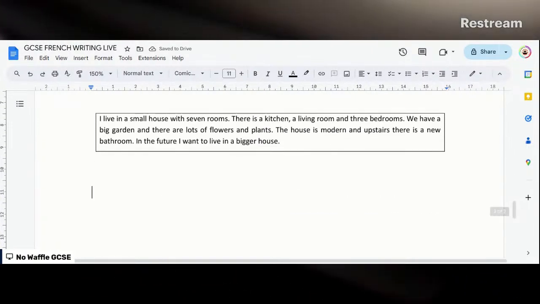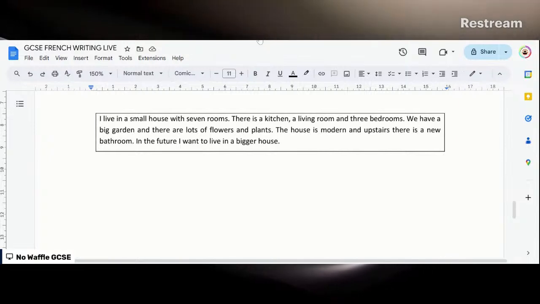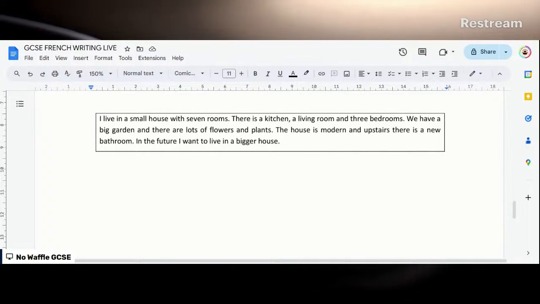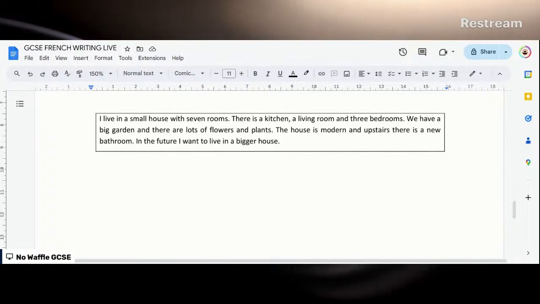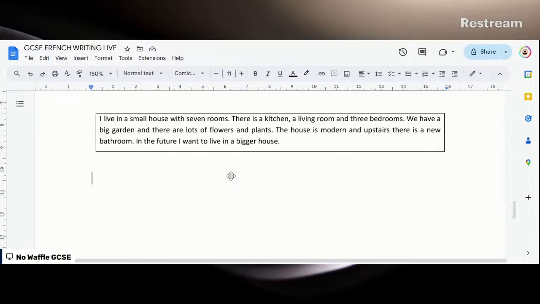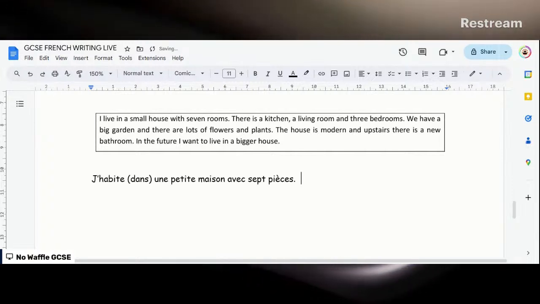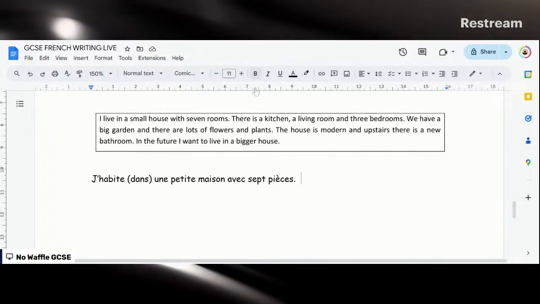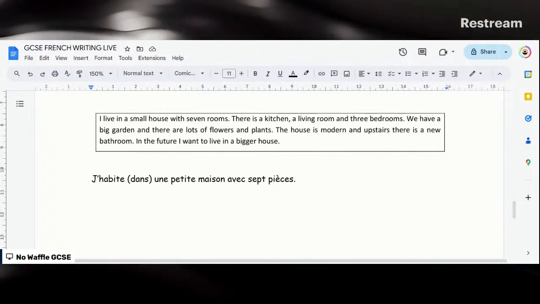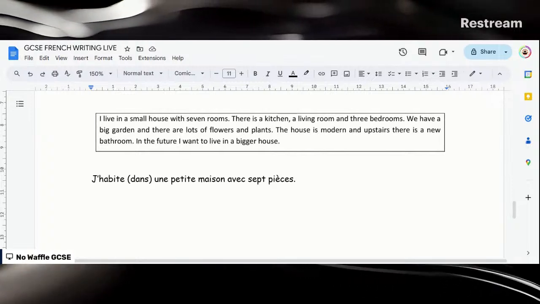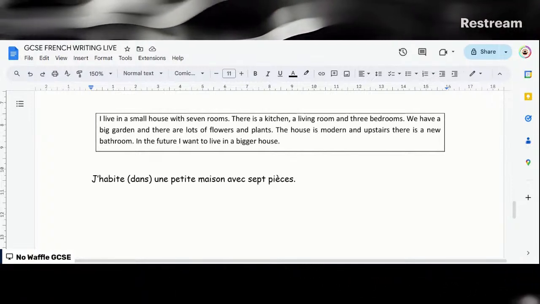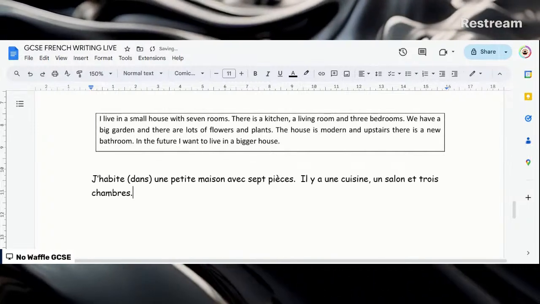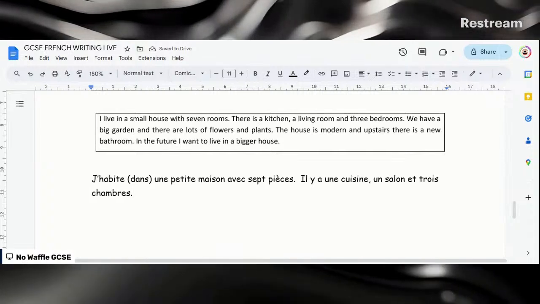I live in a small house with 7 rooms. So, j'habite dans une petite maison avec 7 pièces. People often forget the actual noun rooms, so it's pièces. There is a kitchen, il y a une cuisine. There is a living room, un salon, and 3 bedrooms, 3 chambres. A lot of people call rooms chambre, but that's a bedroom, so you need to differentiate between those.